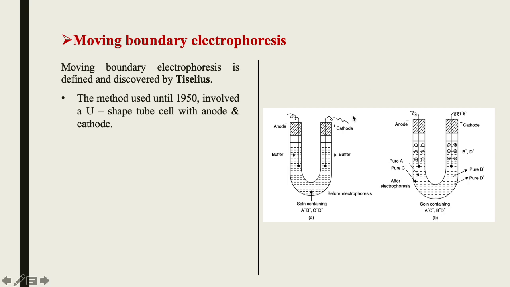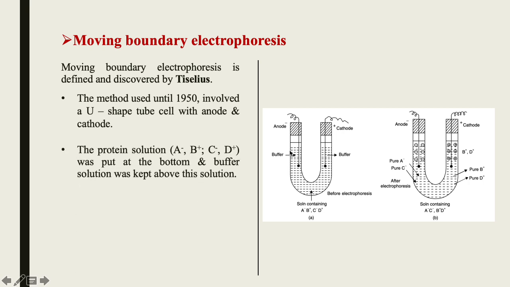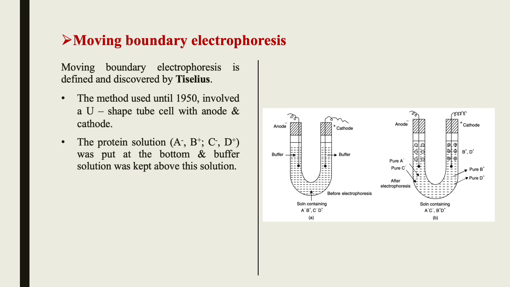As you can see in this figure, the tube is U-shaped and made of glass. There are two electrodes, one anode and one cathode, which dip into the columns of the U-shaped tube. The protein solution containing the ions of proteins A, B, C, D was put at the bottom of the U-shaped tube, and a buffer solution was kept above it. That's how the arrangement was. It has two cations and two anions, so this is a mixture of protein solution.